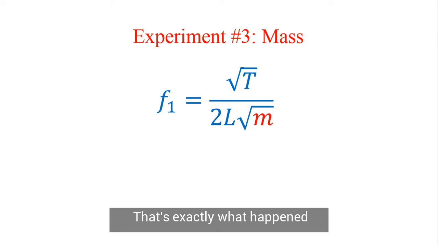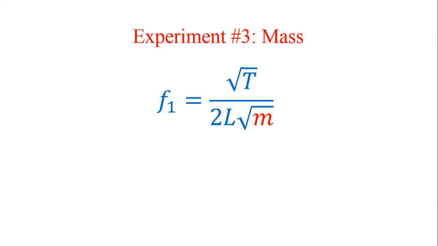That's exactly what happened. Just as the formula states, the glasses with higher masses have lower pitches, meaning that their fundamental frequencies are small, while the glasses with smaller masses have higher pitches, meaning that their fundamental frequencies are larger.